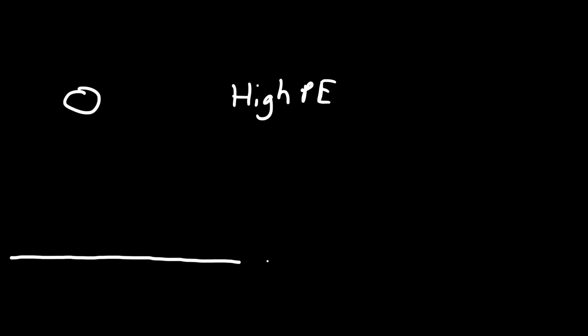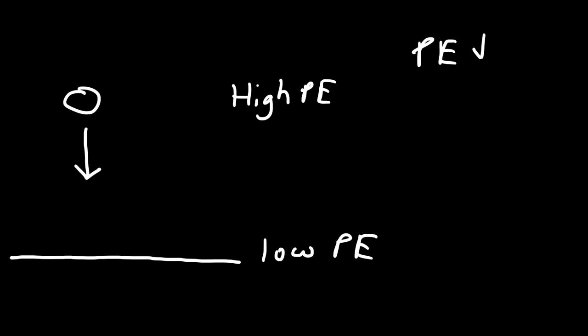Now, this situation is analogous to, let's say, a ball placed above the ground. At this point, above the ground, it has high potential energy, and the ground has low potential energy. And so as the ball falls from a position of high potential energy to low potential energy, we could say that its potential energy is decreasing. But it's speeding up as it falls to the ground, and so the kinetic energy is increasing.